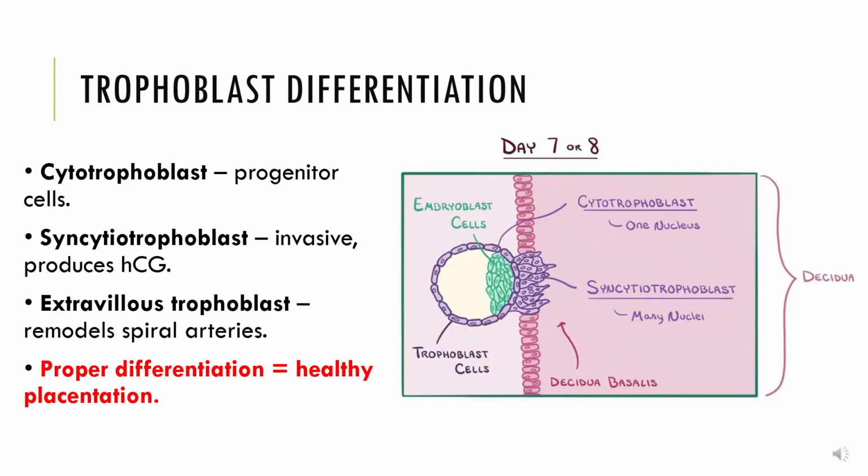The trophoblast, which is the outer layer of the embryo, differentiates into three main types. The cytotrophoblast cells are the basic building units. The syncytiotrophoblast layer is formed when cytotrophoblasts fuse. This layer is responsible for producing human chorionic gonadotropin and for invading the endometrium. The extravillous trophoblast cells travel deeper into the mother's tissue to remodel spiral arteries. Proper differentiation of trophoblasts is essential for healthy placental development and normal pregnancy.